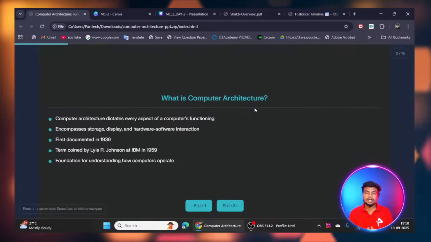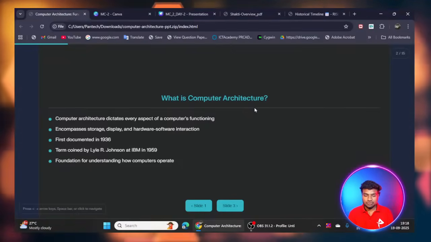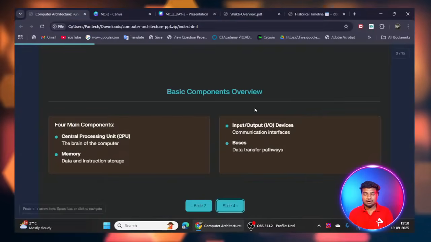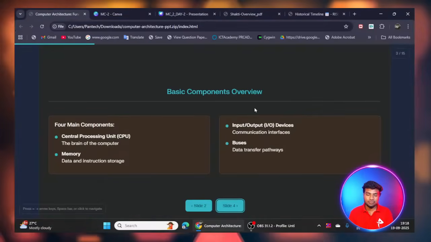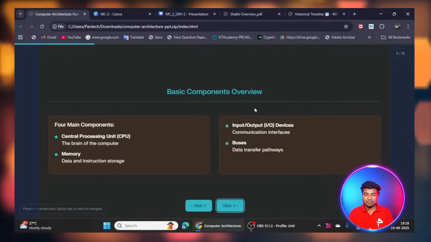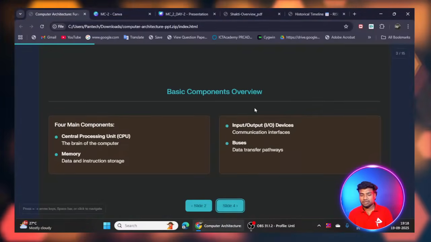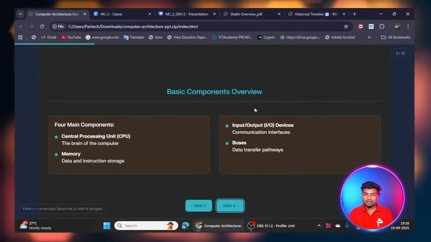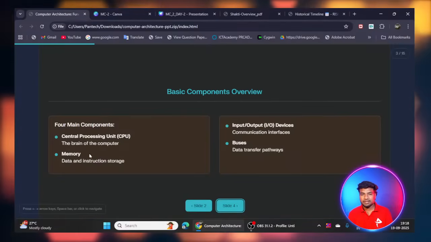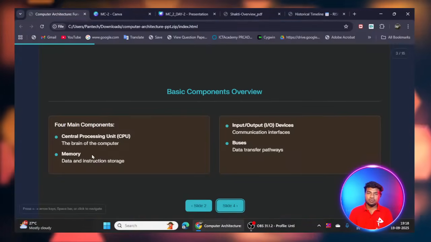Okay. These are the functionalities of the CPU. So let's see what the components of the CPU are: the central processing unit, memory unit, input and output devices, and buses. Here we already know what memory is.